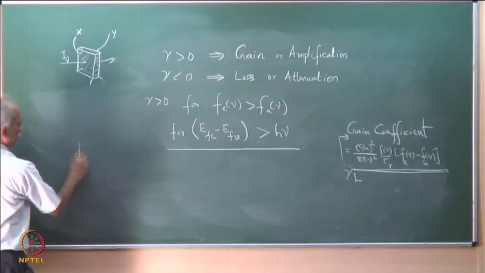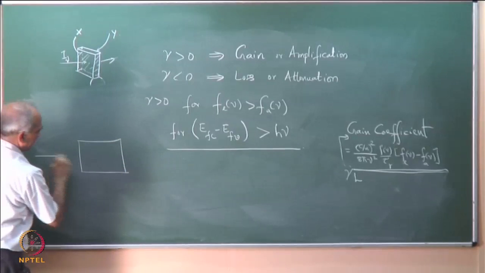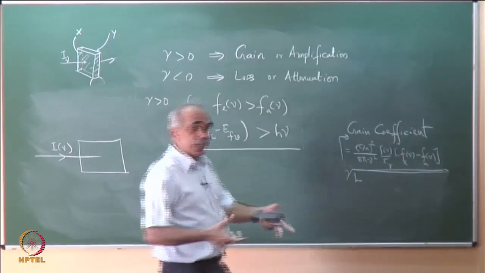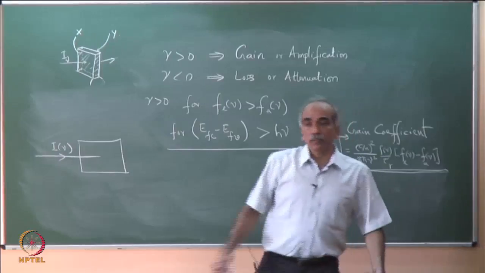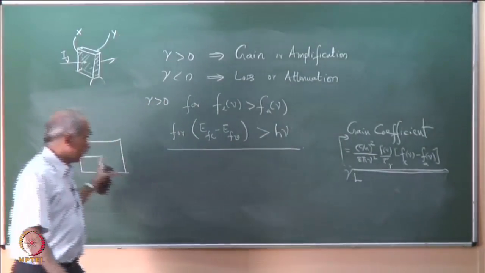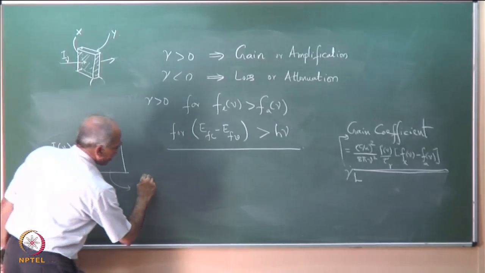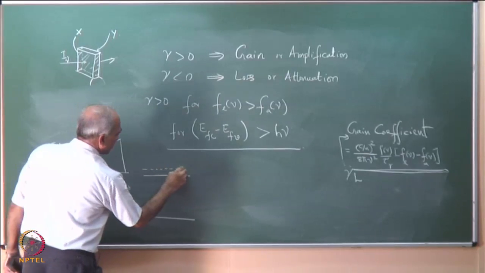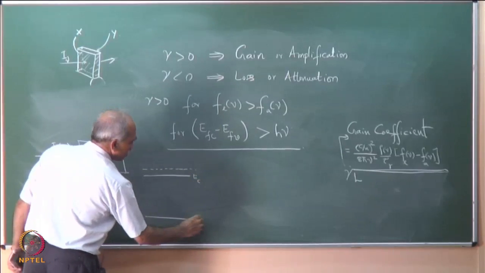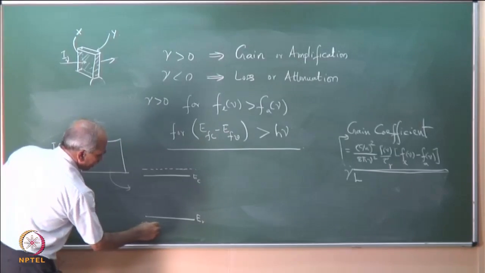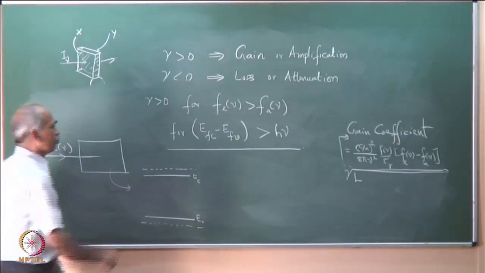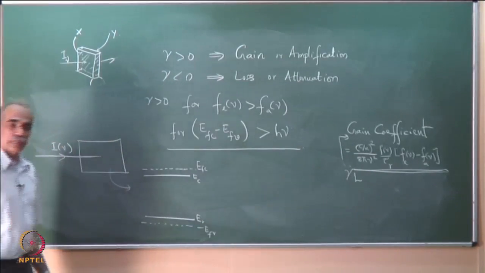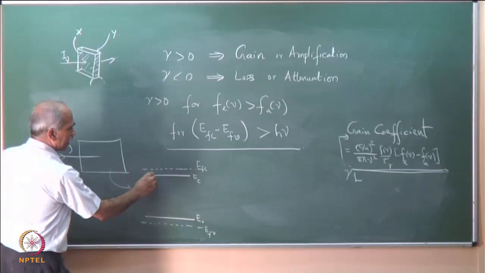So, if you have a semiconductor here and light of radiation I of nu, and that radiation contains a spectrum of frequencies, and if the material here is characterized by a band gap like this, I am showing the energy band diagram. This is E c, this is E v, and assume that in this semiconductor we have maintained E f c here and E f v here. So, this is the valence band, the conduction band, and this is the E g.